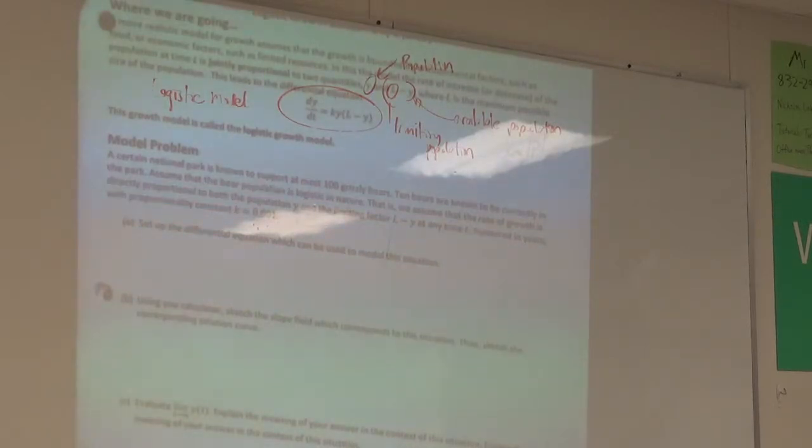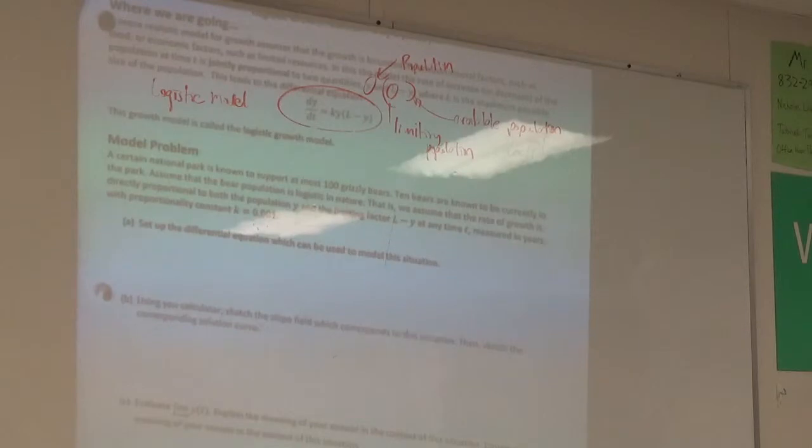Go back and read the problem again. 10 bears are currently in the park. What is that? What's the fancy word for that? It's the initial condition. Right now, I know that at time 0, my population is 10 bears.